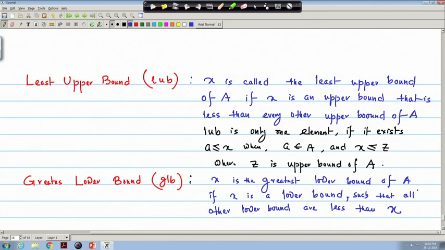And I can write in this way simply that y is GLB, the greatest lower bound, if Z is less than y and Z is a lower bound of A.